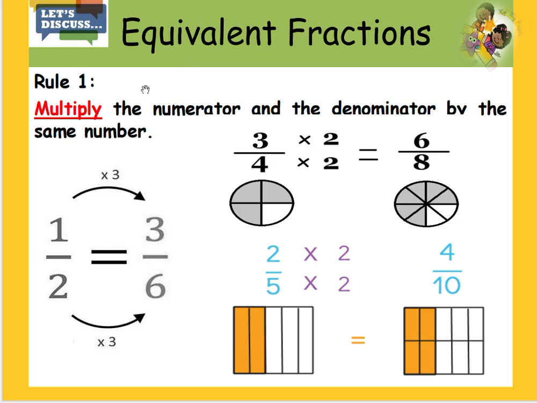Dear students, now see what rule number 1 is. Multiply the numerator and the denominator by the same number. Like 3 by 4, if multiplied by the same number 2 and 2, 3 times 2 equals 6 and 4 times 2 equals 8. So 3 by 4 is an equivalent fraction of 6 by 8. You can also see here 1 by 2, if multiplied by the same number, like 3, the equivalent fraction will be 3 by 6.